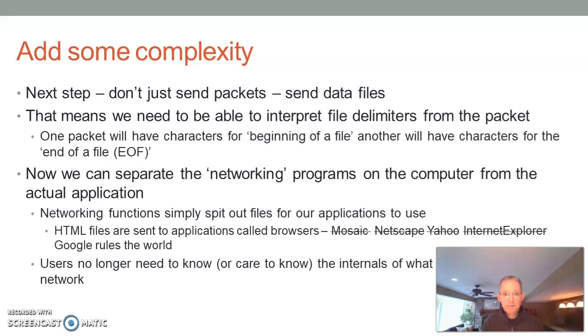Networking functions simply spit out files for our applications to be used. They load in all the packets, they listen to what the packets are telling them to do with that information, and if it says to make a file, that's what it puts on your machine as a file. HTML, when you download a web page, that's all that is. It's listened to an HTML delimited file, and it presents it for you in your browser because it knows that when it comes in on port 8080, it's going to go into a browser program that you have running and present that file.